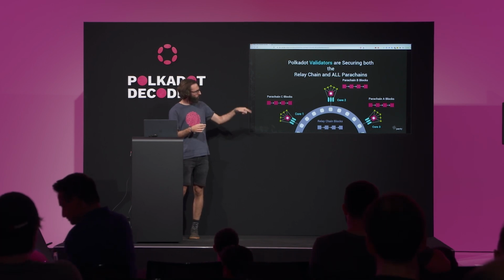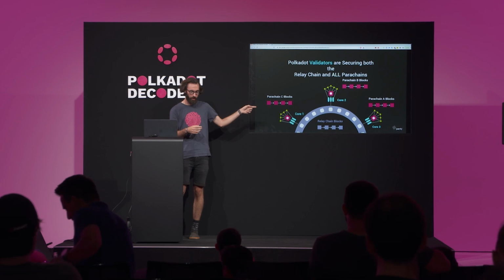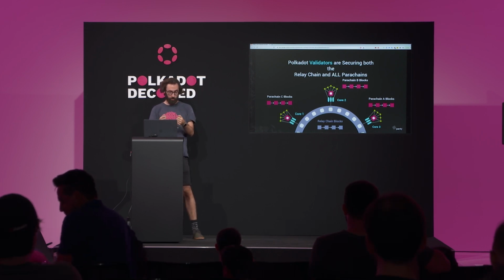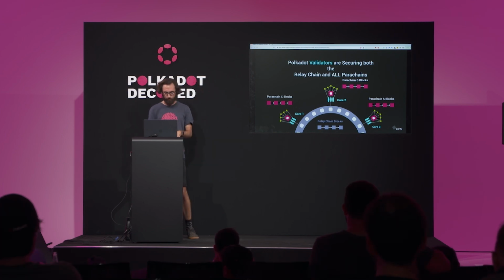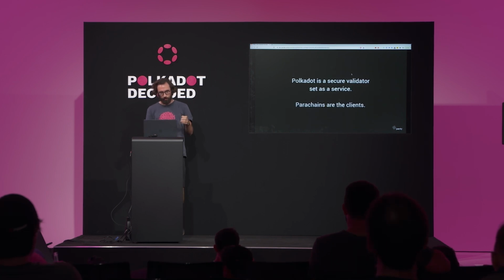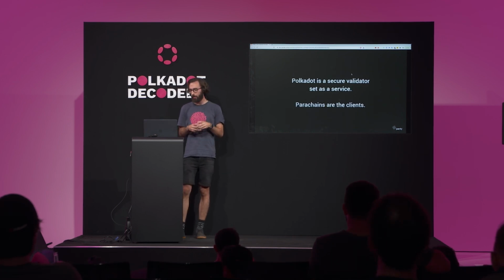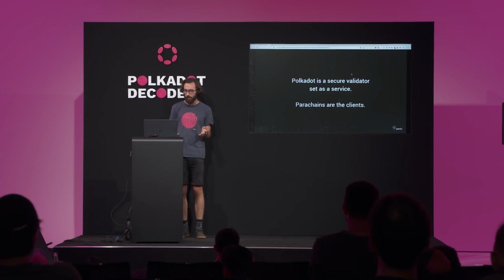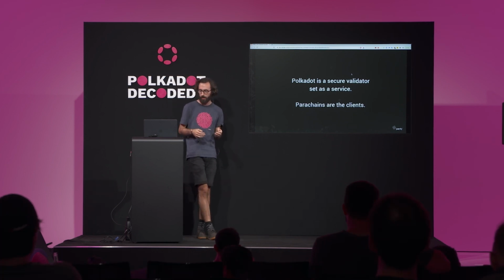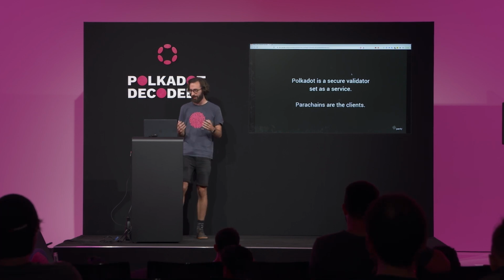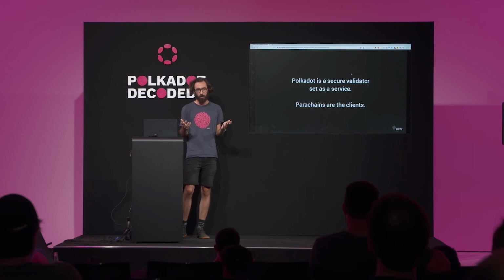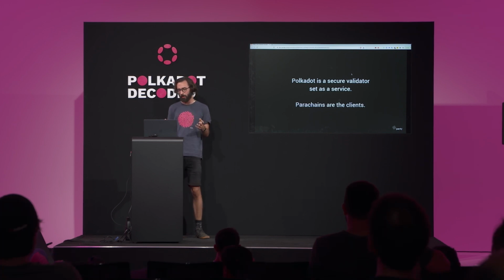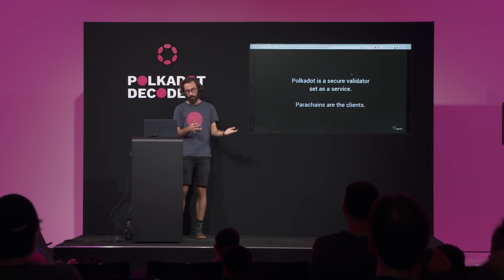Also, the cores swap over time. So a parachain is receiving the service, or is having its block validated, by one core now and then another core later. So these cores always rotate. Continuing on this analogy, Polkadot is in some sense a secure validator set as a service, and the clients are parachains. It's one of the value propositions of Polkadot. This is also where the shared security term comes from. It's one security umbrella for everyone, all parachains and the relay chain.